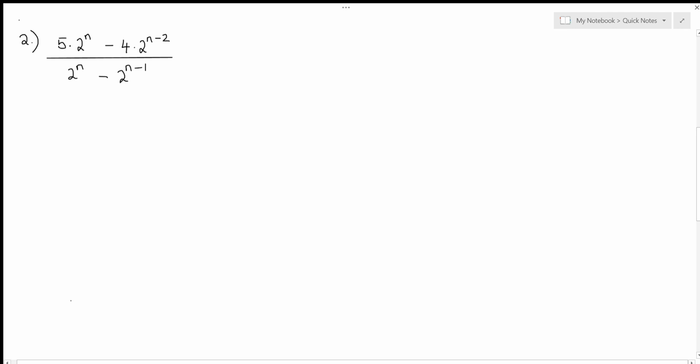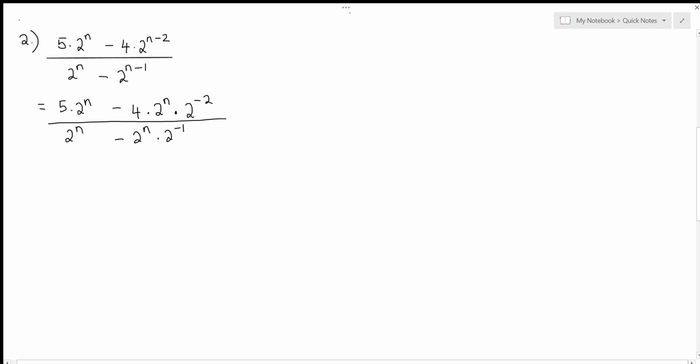So looking at number 2, we have our exponents separated by a negative. So we are going to look for a common factor again. And we're basically just focusing on the exponents for now. So we're going to look at 5 times 2 to the power of n. That one stays the same. Then we have minus 4 times, now we're going to separate that. We're going to write it as 2 to the power of n times 2 to the power of negative 2, divided by 2 to the power of n minus 2 to the power of n times 2 to the power of negative 1.